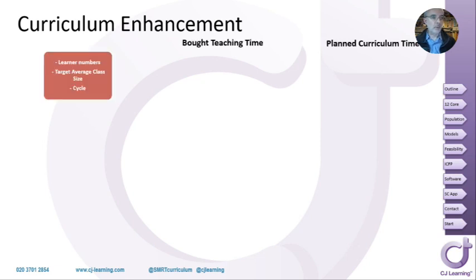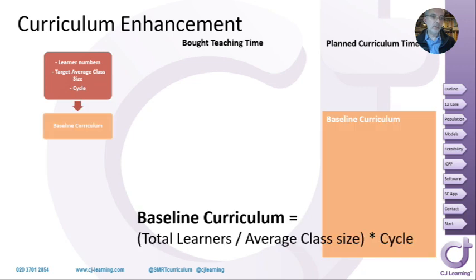Now, what we're aiming for is the planned curriculum time and the planned bought teaching time. So the baseline is a product of those pieces of information that we have at hand. The baseline curriculum is the total number of learners divided by the average class size multiplied by the cycle, and that will give me a number of lessons that would be provided across the cycle, where every one of the classes had an average class size of my target.